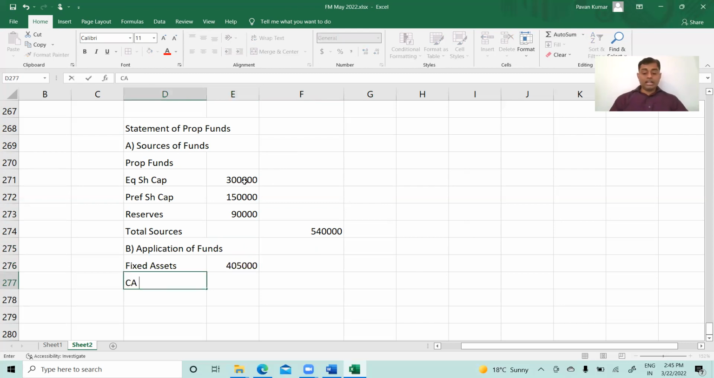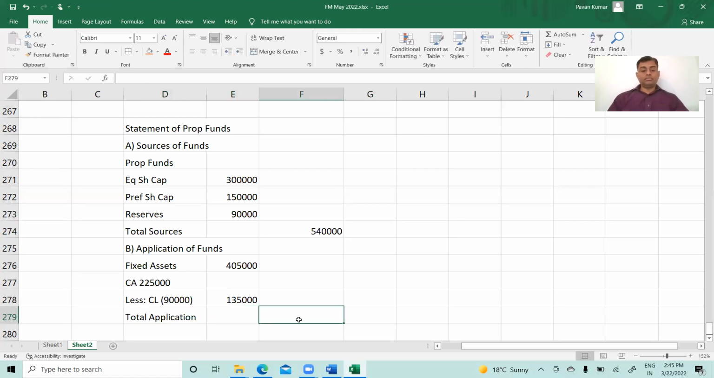Okay. Current assets. Current assets how much? 4,25,000, in the inner column. Less current liabilities, 90,000. So in the outer column, 1,35,000. So total application of funds is 5,40,000. I subtracted, sir. Outside it is a positive number, okay? 1,35,000 is net current asset. Current asset, fixed asset, you have to add. So this is proprietor funds. Guys, do you understand this?